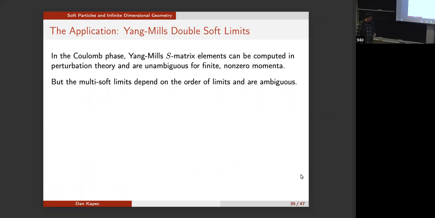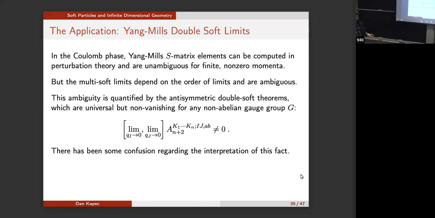Okay. So here's the idea in a little bit more detail. So the Yang-Mills S matrix in the Coulomb phase, where we actually have long-range gauge fields, you can compute it in perturbation theory, and it's totally unambiguous for all finite non-zero momentum. But as I mentioned, the multi-soft limits depend on the order of limits, and so in principle they're ambiguous. You don't know how to extend the definition of the Yang-Mills S matrix onto its boundary in the zero frequency limit. Now, that ambiguity is also universal, and it's basically completely captured by the antisymmetric double soft theorem. So when the gauge group is non-abelian, the right-hand side doesn't vanish, but there's a formula for it in terms of the generators of the gauge group G.